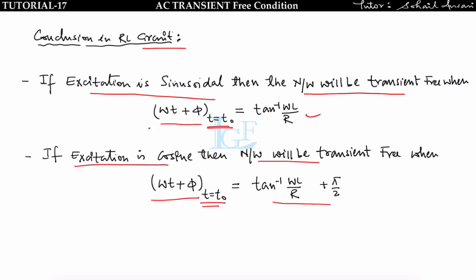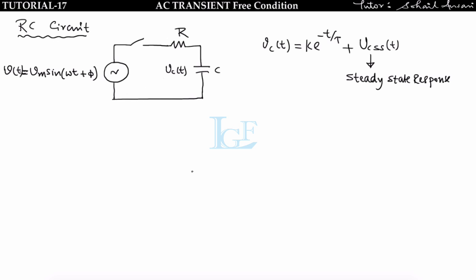These two formulas you have to keep in mind, because the question is asked directly: find the time t naught at which the circuit will be transient free. So you just have to see whether the excitation is sinusoidal or cosinusoidal, and put in the formula. Okay, we will solve some problems based on this. Before that, let us take the RC circuit. The same procedure can be applied.